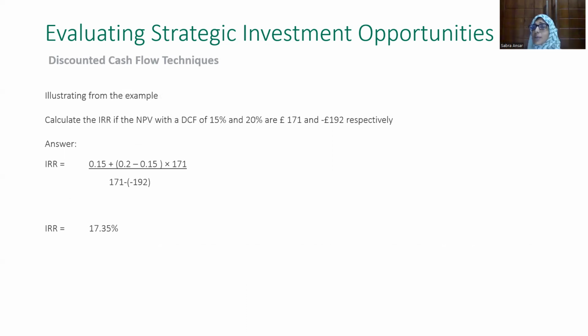So what does this 17.35% mean? Why did I calculate it? Basically, 17.35% is the rate at which the NPV, the DCF amount, will become 0. IRR is basically the rate at which the NPV of a particular calculation will become 0. So this would help you understand it better.